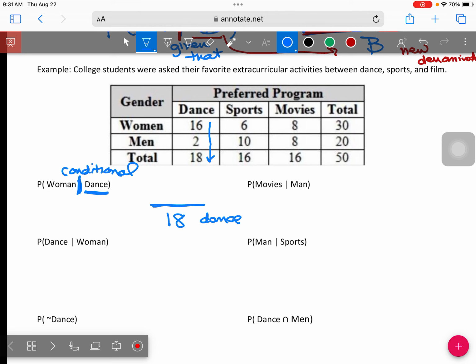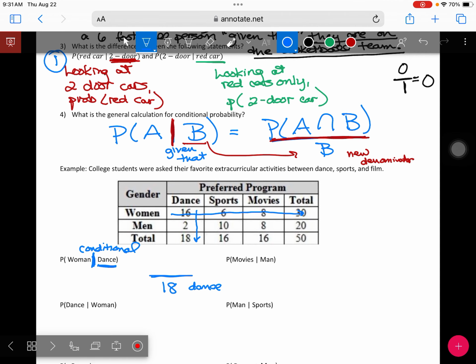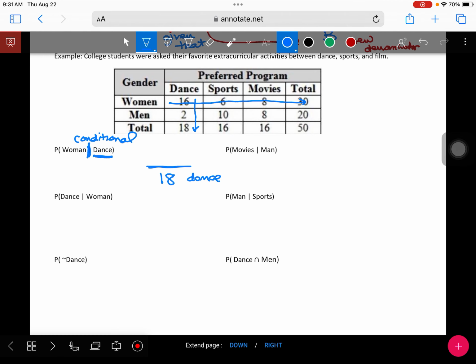Now, we want all women who dance. So you find women, and you go over here. But remember, we want all women who dance. So where they intersect, remember, it's an intersection, is right here. So that is 16 out of 18. And that is your probability.